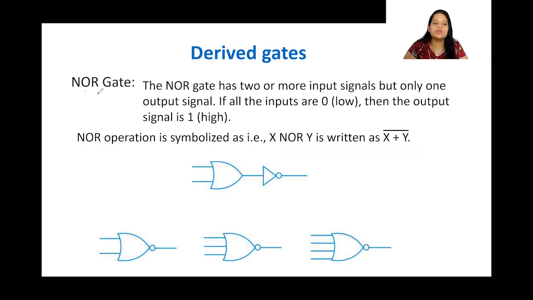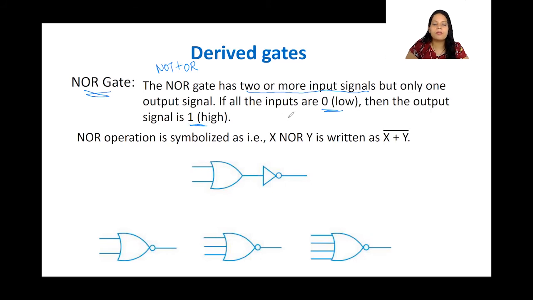The very first one which we are going to see is NOR gate. Now, from the name itself, you can understand what NOR is. NOR is nothing but NOT gate plus OR gate. I told you the derived gates are basically made of basic gates, isn't it? Now, NOR gate is nothing but NOT plus OR. The NOR gate has 2 or more input signals, but only one output signal, like other gates, except NOT gate, isn't it? If all the inputs are low, that is 0, then the output signal is 1.